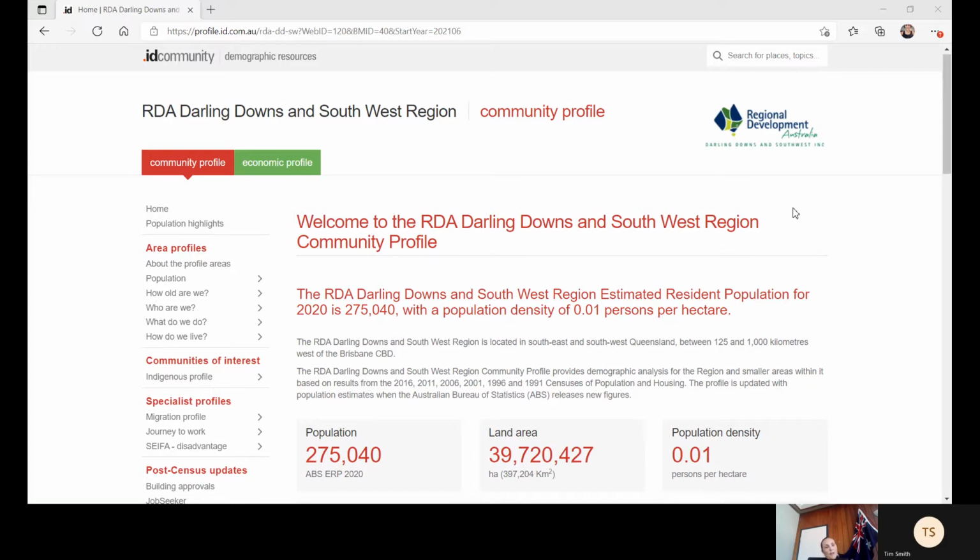Awesome. So as Trudy mentioned, RDA Darling Downs subscribes to 2 tools within our suite of data sets. One of them is the community profile and one of them is the economic profile. The community profile is all about your census information, and we display that from 1991 right through to 2016 as it currently stands. Now, that data is there to be able to back up a lot of your applications.